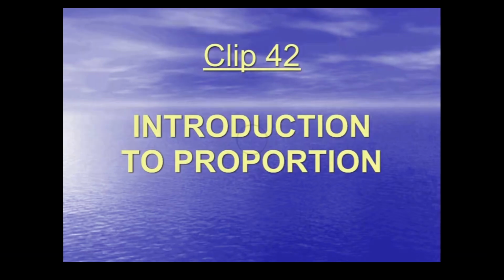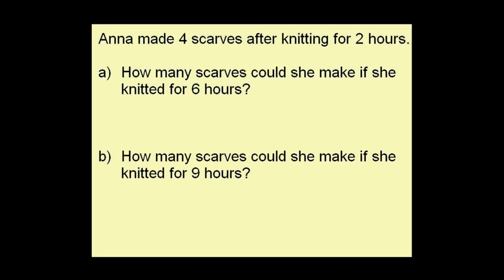I'm told here that Anna made 4 scarves after knitting for 2 hours. I want to know how many scarves she could make if she knitted for 6 hours. So, in 2 hours, she managed to make 4 scarves, and I want to know how many she made in 6 hours. Now I can see that the amount of time has multiplied by 3, so the amount of scarves is going to multiply by 3 as well, and we end up with an answer of 12 scarves.